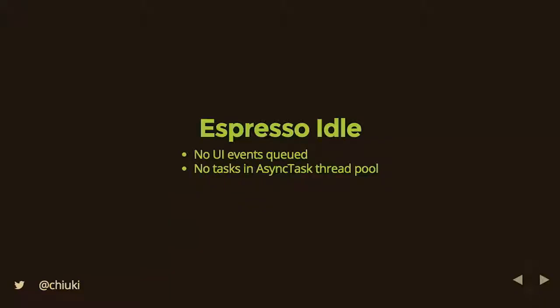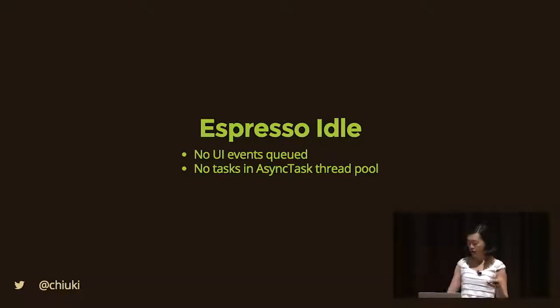Idling resource is the interface that you need to implement. And for some reason, it's really confusing to people. So I have done multiple blog posts on it. We're going to go through one example in this particular case. Again, Espresso has a notion of idling, and these two things are the things that Espresso is watching for.